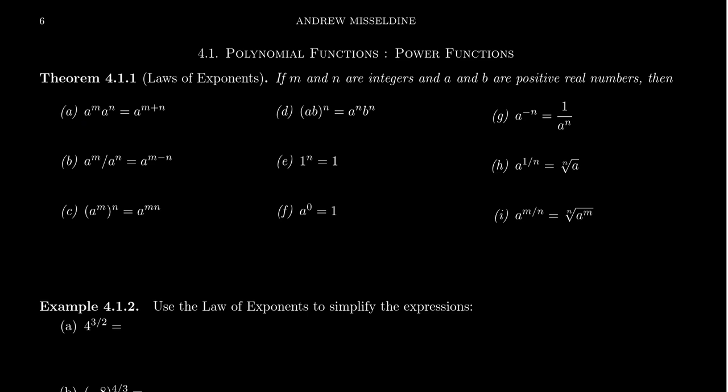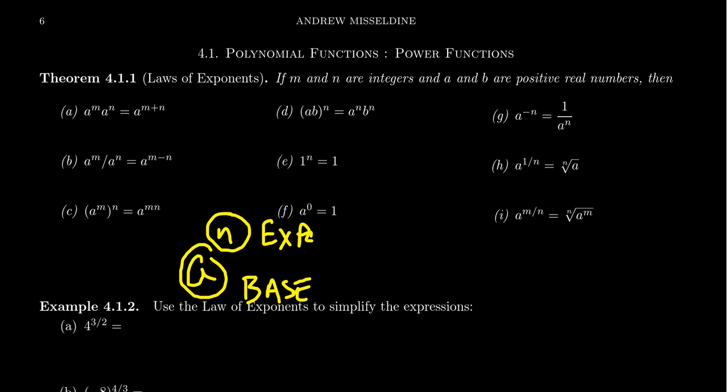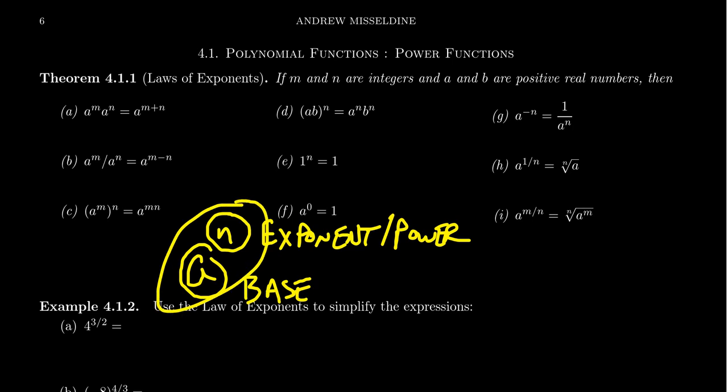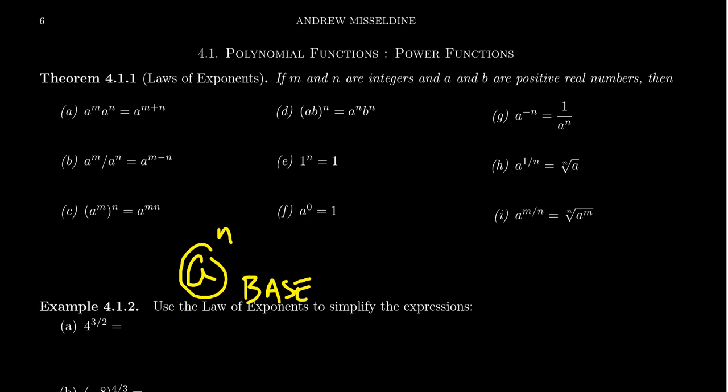So I should make mention of that. When you see an expression like a to the n, collectively we refer to this as an exponential expression. The number on the bottom is called the base of the exponential. And then this right here is what we often call the exponent, or sometimes it's called the power. And when you put these things together, we call that an exponential expression. And so the laws of exponents are what we can do to algebraically manipulate, simplify, and substitute exponential expressions.